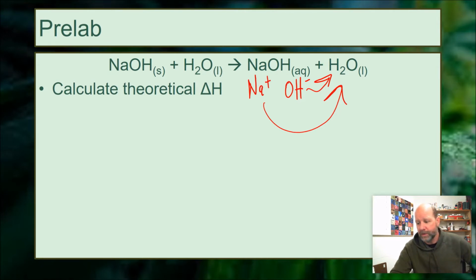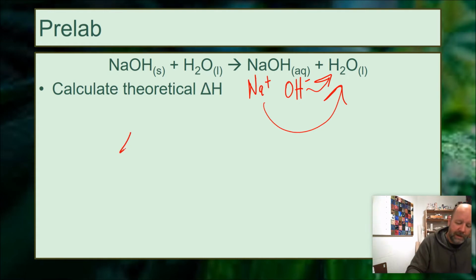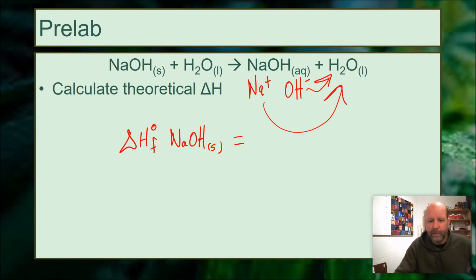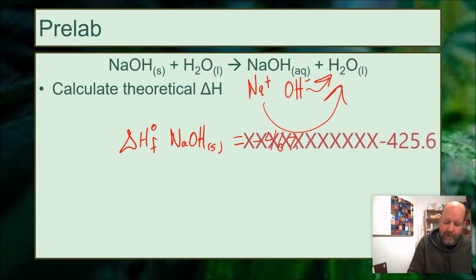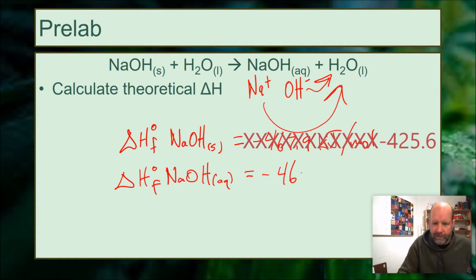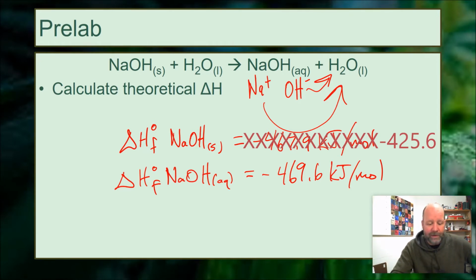We're going to calculate a theoretical delta H. And to do that, we need some values that are in a handout that I haven't given you yet, but I'm just going to give them to you here. The heat of formation of sodium hydroxide as a solid is equal to negative 425.6 kilojoules per mole. And the heat of formation of sodium hydroxide in solution, as an aqueous, is negative 469.6 kilojoules per mole. So you'll need those values to calculate the theoretical delta H, right? Look at what our products are, look at what our reactants are. The water is unchanged, so that's not going to be an issue.